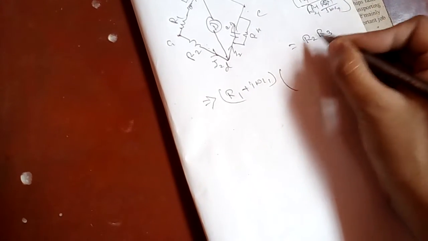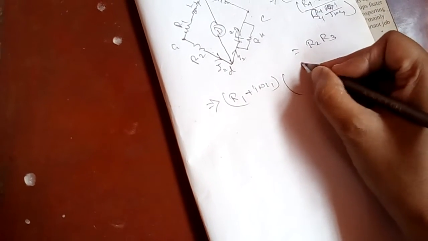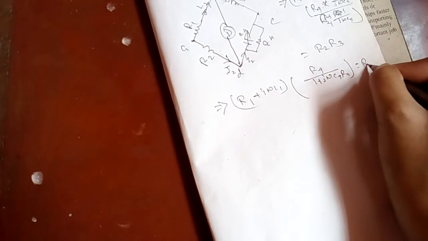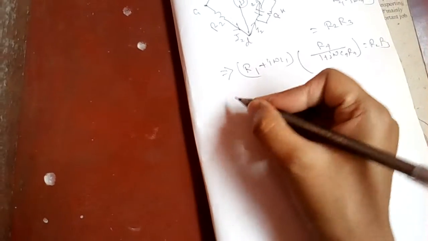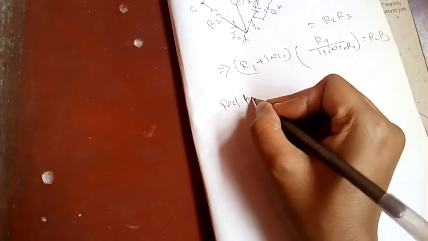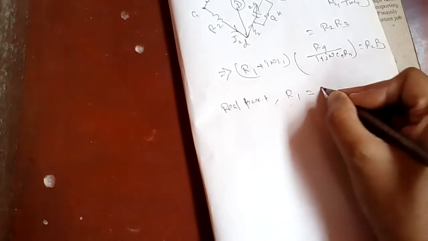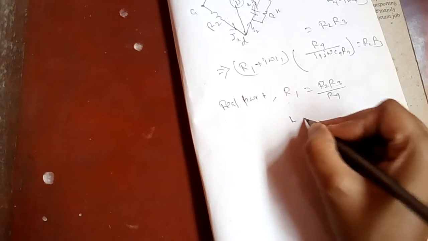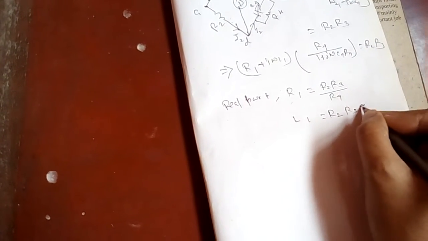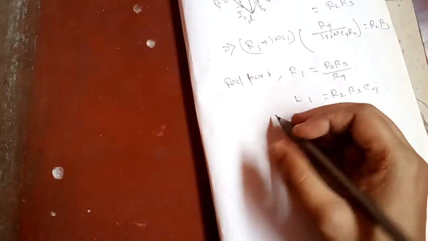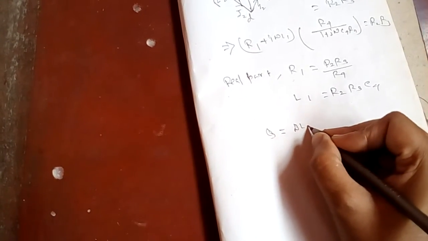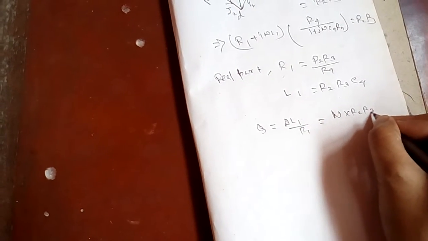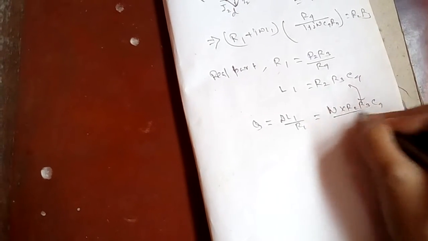So we get 1 plus jωC4 cancelled, so R4 by 1 plus jωC4R4 is equal to R2R3. If we separate the real part and imaginary part, we get R1 equal to R2R3 by R4, and from the imaginary part L1 equal to R2R3C4. So if we take the Q factor, Q equal to ωL1 by R1, we get ωL1 by R1.